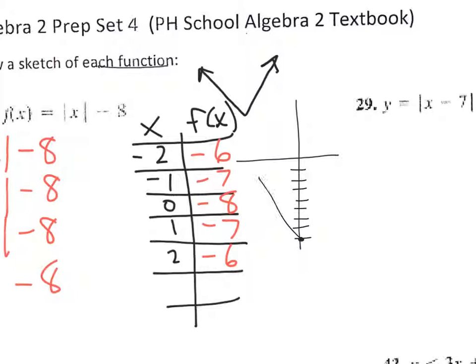And it's going to go up. Up 1, right 1, up 1, right 1, up 1, right 1. But I'm just doing a sketch. So the y-intercept is 0, -8. And the x-intercepts are 8, 0 and -8, 0. Those are the x-intercepts. So if there's an absolute value function and there's a constant on the outside, this constant is shifting it up or down.